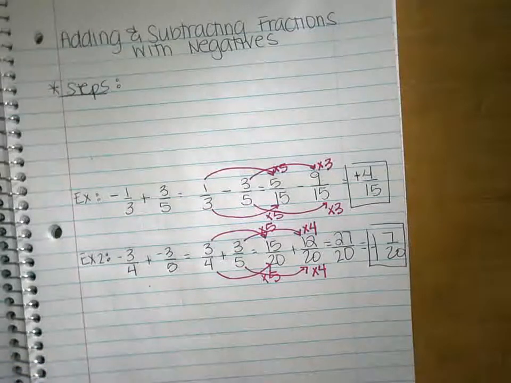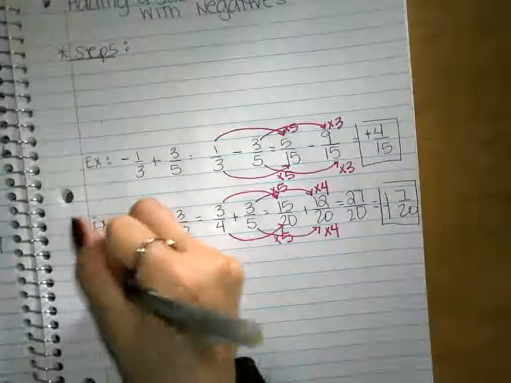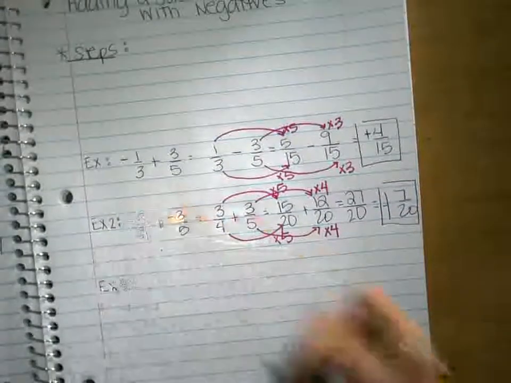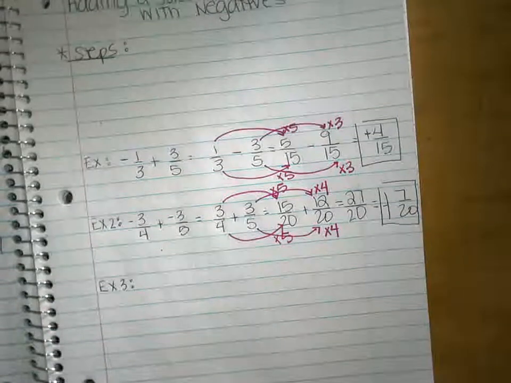So, just a lot to remember, right, guys? You know how to add and subtract fractions. You know how to add and subtract integers. You're just putting the two rules together. So it's a lot to remember in one. Okay, so example 3. We'll just do one more, and this will be our last one, and we'll practice.